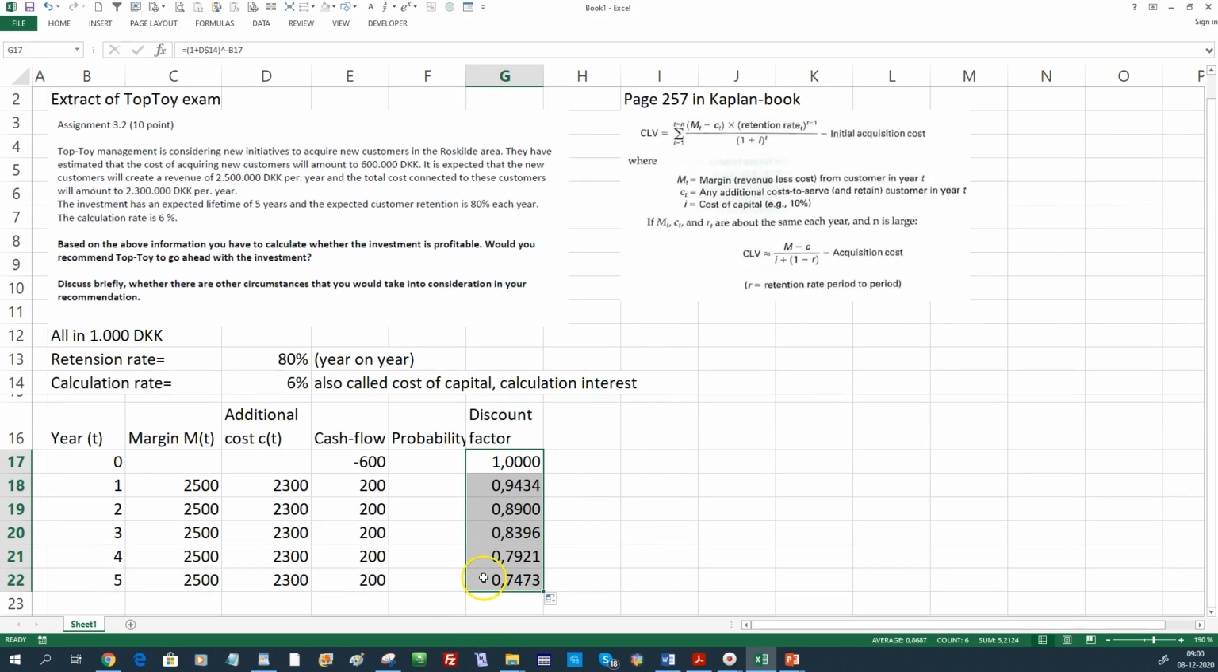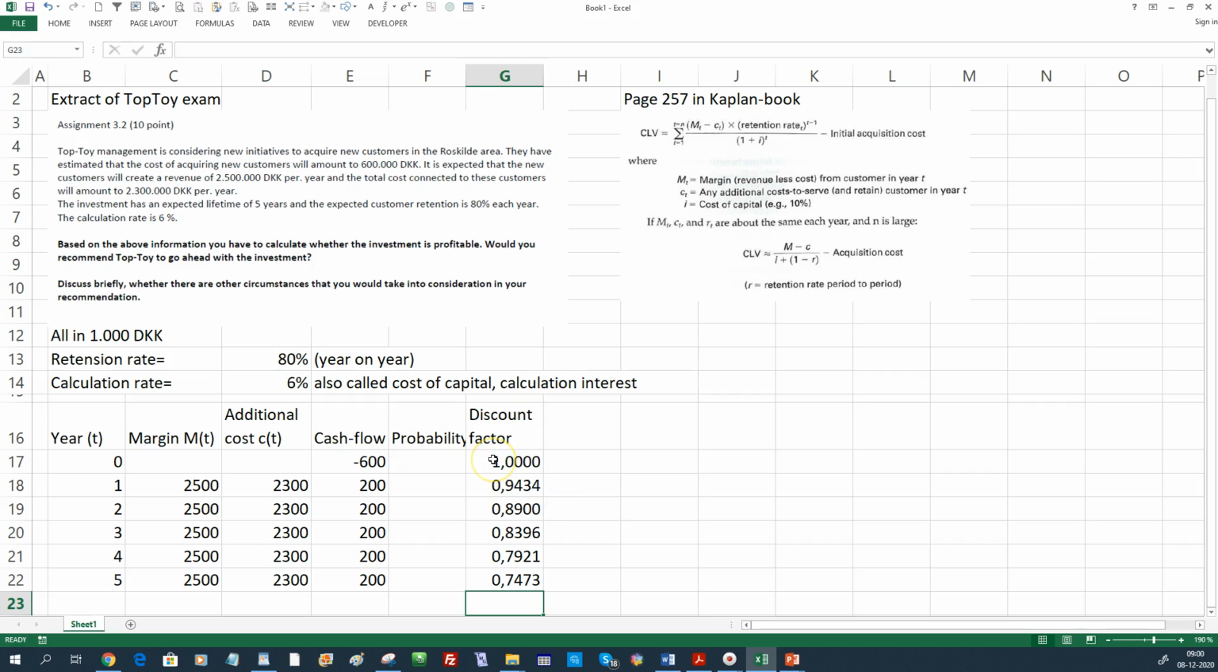So I could make a check here from the last one. 1 plus the interest rate to the power of minus t that we have over here. So if you get 1 krone in year 5, you must multiply it with approximately 0.75 to get to the value in the money of the first year, of year 0. So, and then we have the probability.